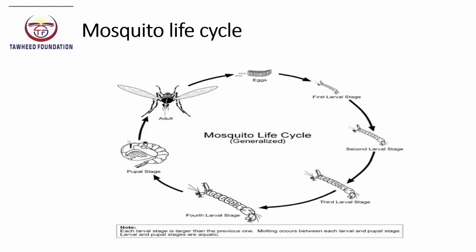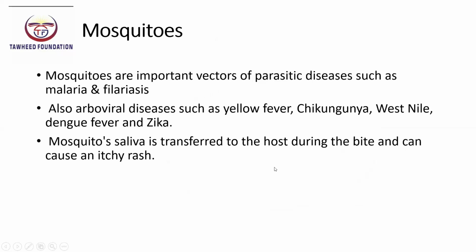Mosquito life cycle. So here you can see how they complete their life cycle. First, it grows as eggs, then the first larval stage, then the second larval stage, then the third larval stage, the fourth larval stage, and the final pupa stage, and last they become adults. Each larval stage is larger than the previous one. Molting occurs between each larval and pupal stage. Larval and pupal stages are aquatic.